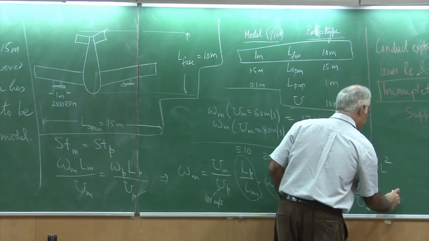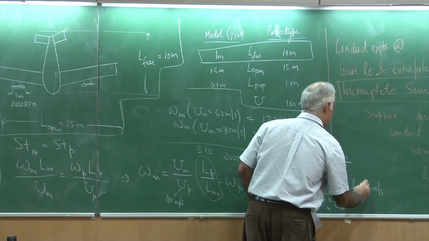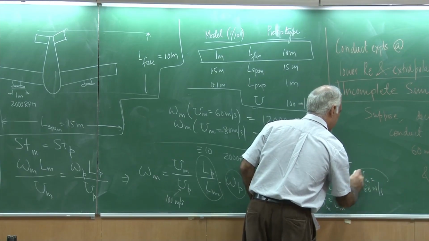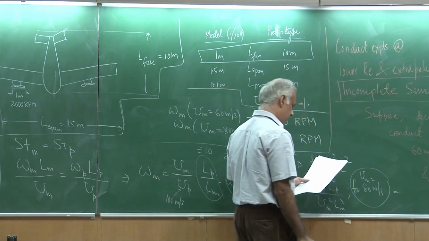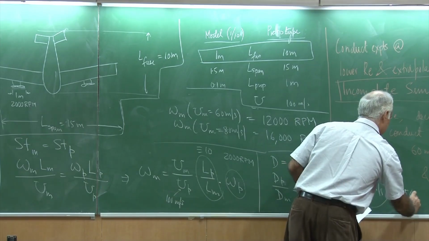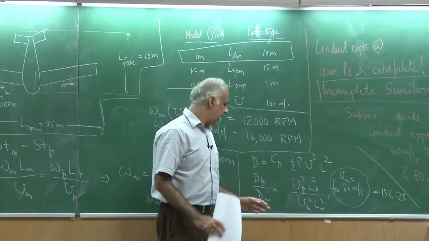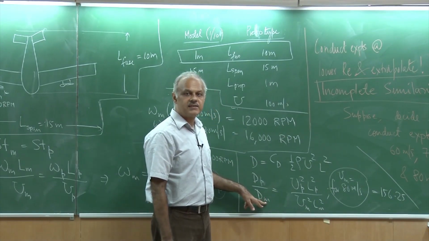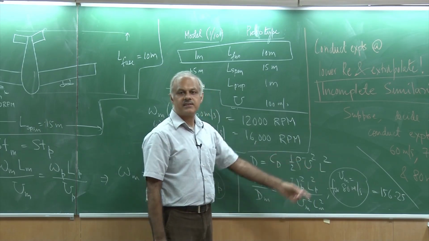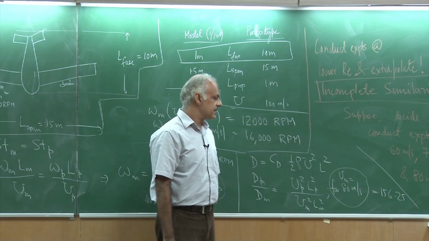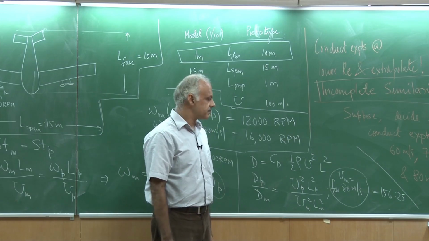And for u equal to 80 meter per second, this ratio would turn out to be 156.25, which means the drag that acts on the model, if I had to scale it to what would happen for a prototype, that is the factor, a little bit more than 150. Okay. So then it involves designing the right kind of balances and so on.